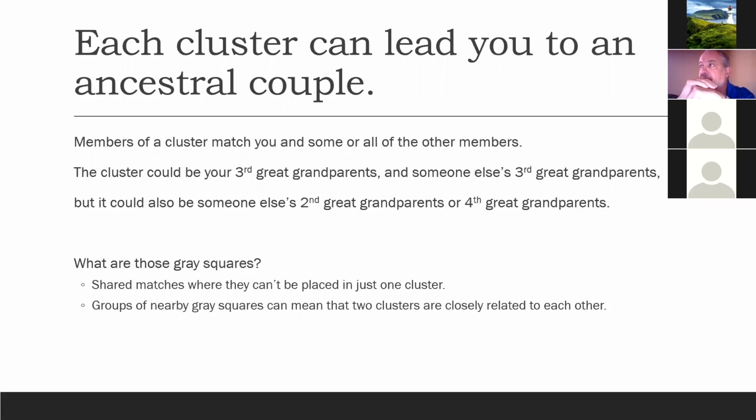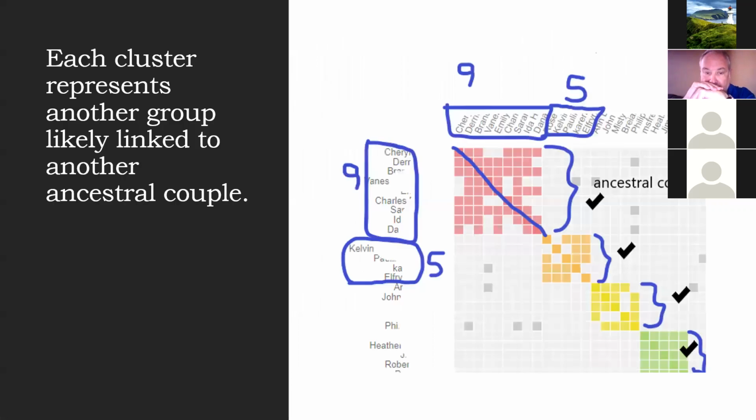So what are those gray squares? Because we didn't really talk about that, but sometimes there are gray squares, and I'm going to go back so we can look at where the gray is. Do you see where some of these little gray squares are? These are people who can't quite be placed in a cluster. However, it's possible that they're part of one or both of the ones nearby.